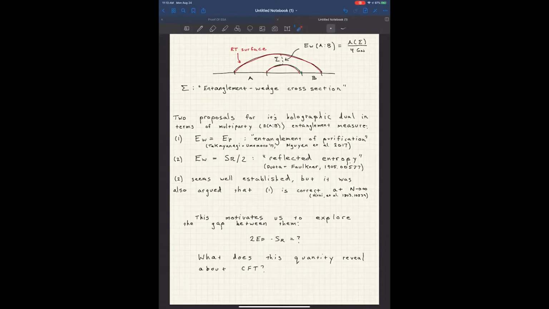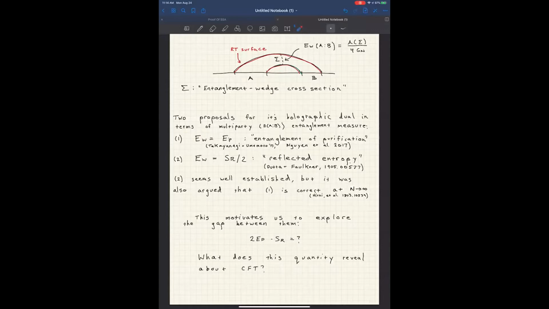It's natural to ask, what might the entanglement dual to this cross-section be? So over the last couple of years, there were two proposals for what sort of multi-party entanglement measure it might be dual to. The reason it's multi-party is because I need to specify two regions, A and B here. And from the boundary's point of view, this is going to be a property of some mixed state on A and B. So the first, due to Takayanagi and also the work of Brian and I, was that this entanglement wedge cross-section was equal to something called the entanglement of purification.